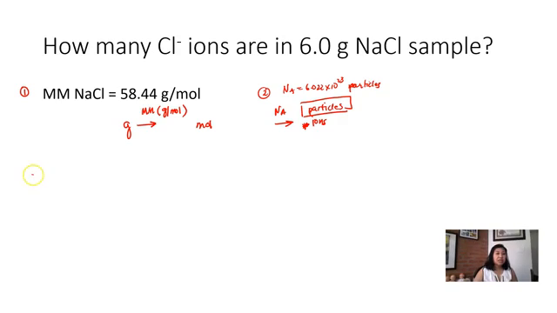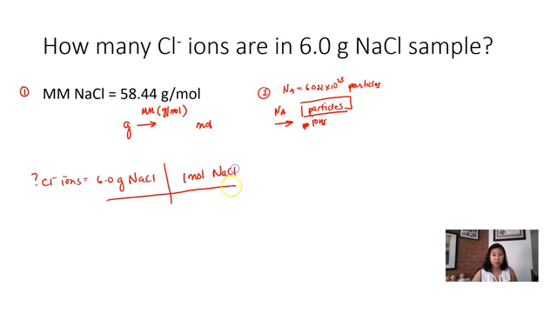Okay, so let's start with the given information. 6 grams. You measure that in the lab, you have that on the scale, it's reflecting 6 grams. You know that a mole of sodium chloride sample will have a weight of 58.44.